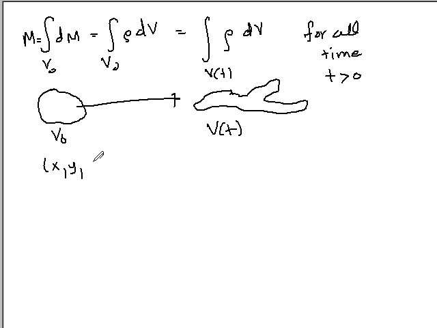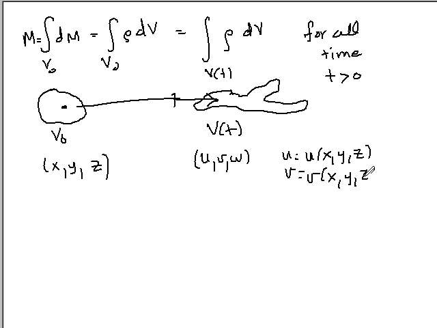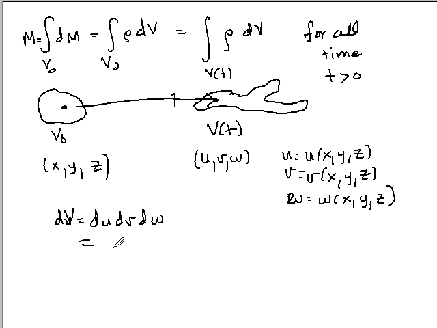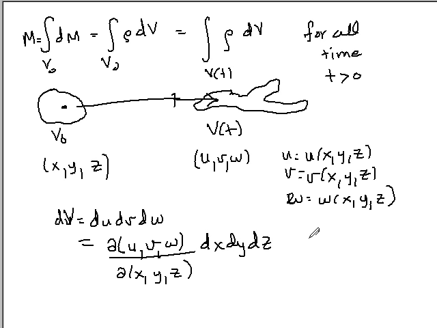Now, how do you handle this? Well, remember from calculus, if I have a point x, y, z here, it'll be mapped to a point u, v, w, where u is a function of x, y, and z, v is a function of x, y, and z, right? And w is a function of x, y, and z. And how do we write dV as du dv dw? I claim that just from your change of variables, it is the Jacobian of u, v, w with respect to x, y, z times dx dy dz.